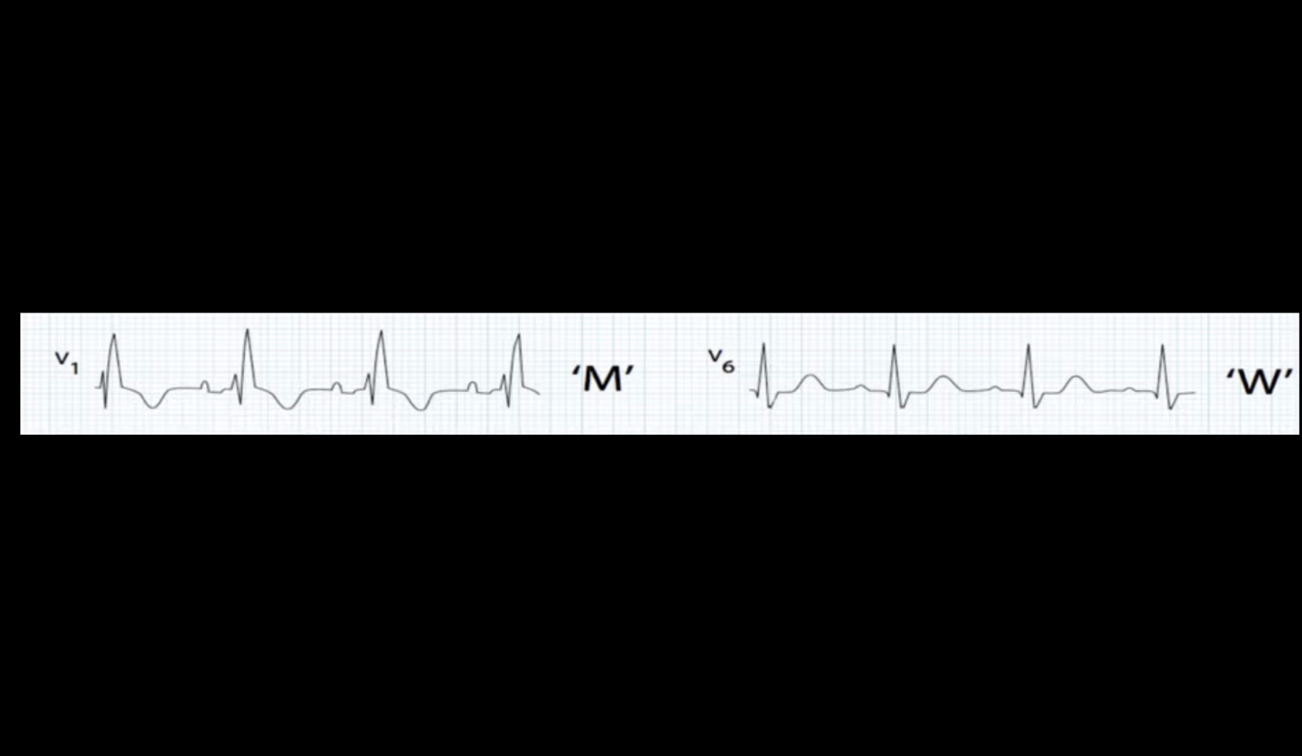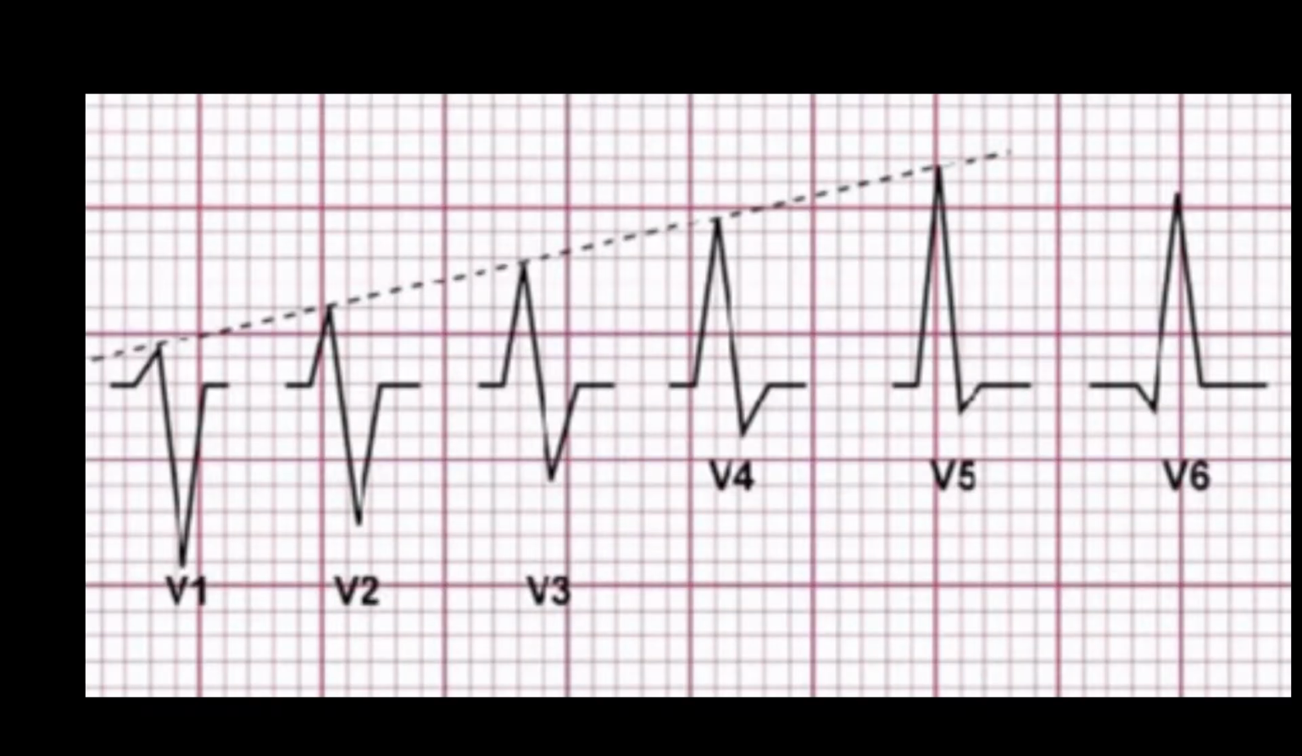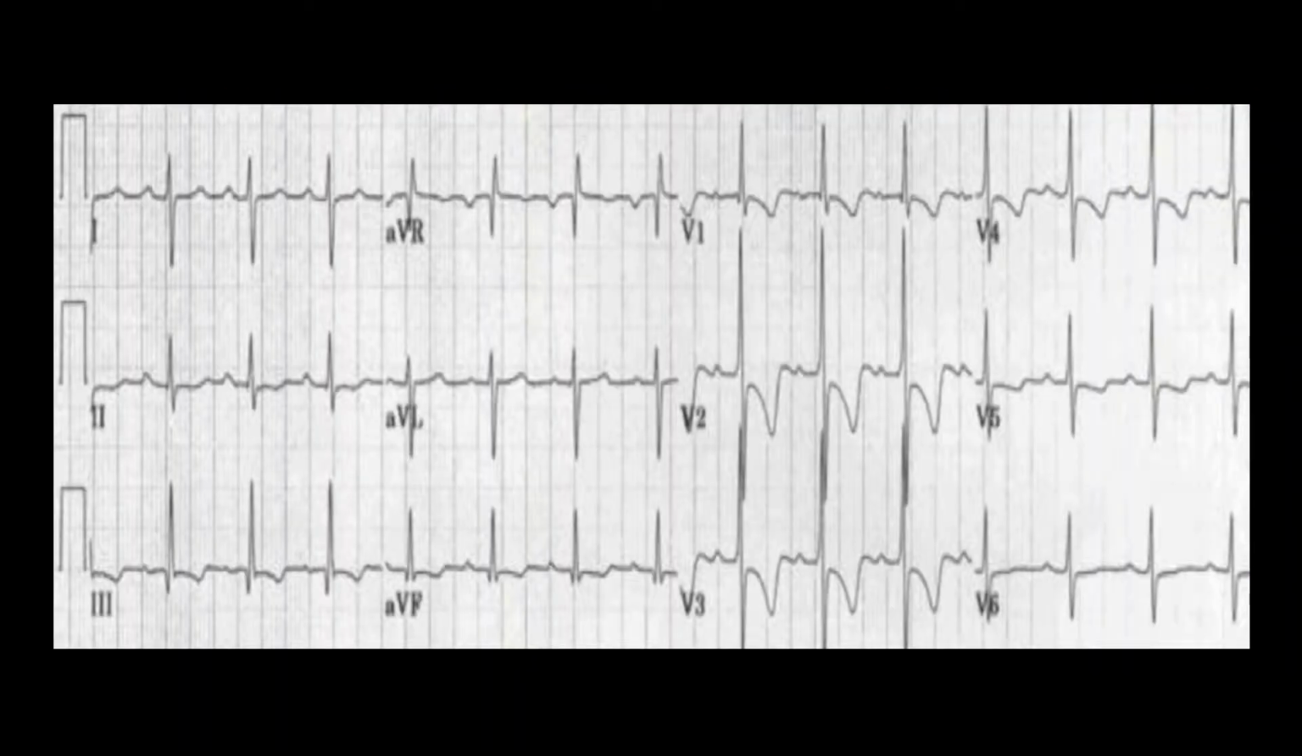So then we'll look at R wave progression, and we'll look at this transition between V3 and V4. Early progression generally alludes to three possible causes: either a right bundle branch block, right ventricular hypertrophy, or possible posterior MI, as you can see here in this example.